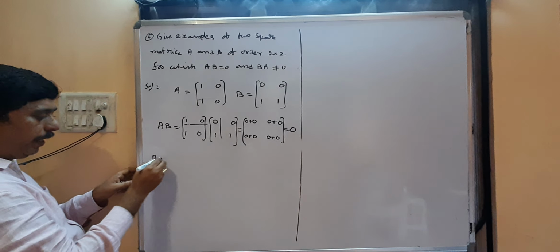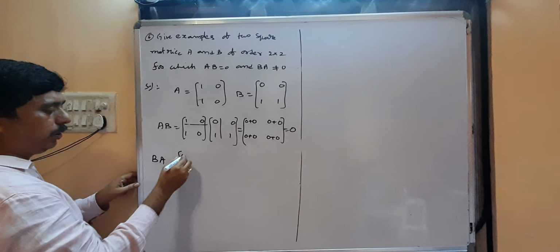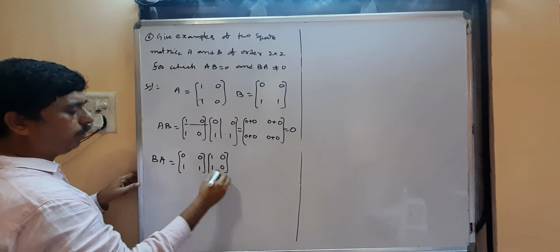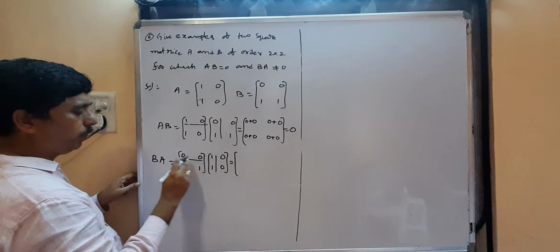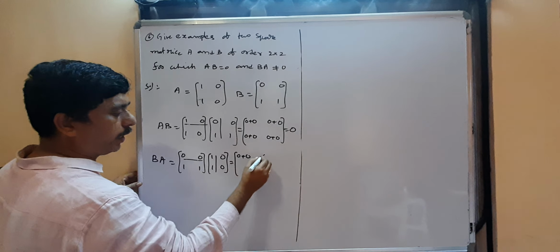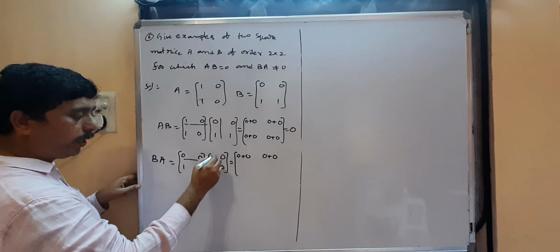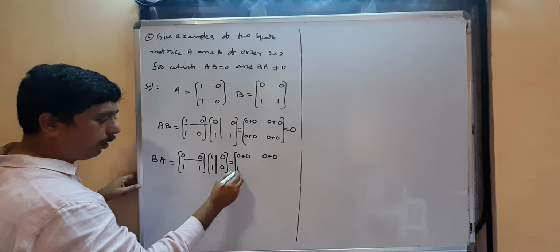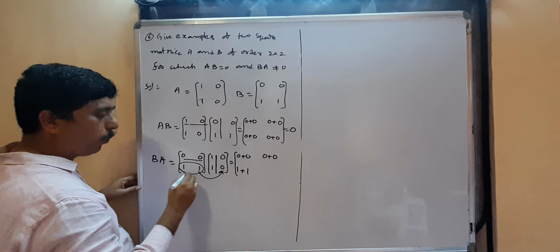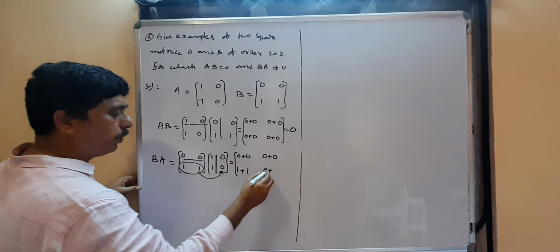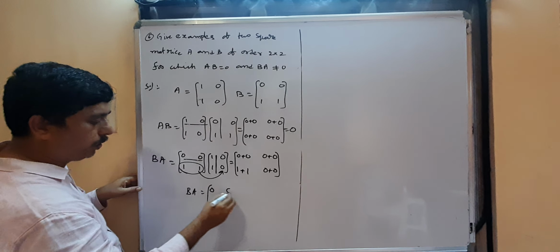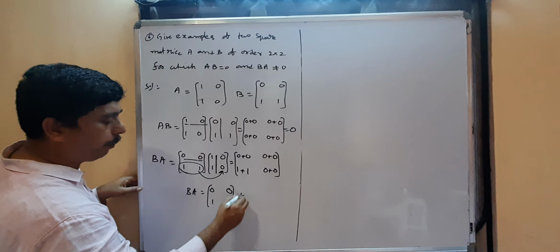Now you can take BA. B matrix you have [0 0; 1 1], A matrix you have [1 0; 1 0]. Take row into column. First row: 0 into 1 plus 0 into 1 is 0, and first row into second column is 0 plus 0, which is 0. Second row into first column is 1 into 1 plus 1 into 1, and second row into second column is 1 into 0 plus 1 into 0. This BA matrix is [0 0; 1 0]. This is not a null matrix.